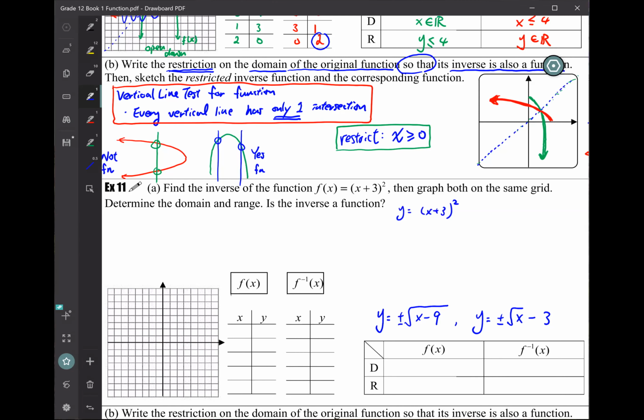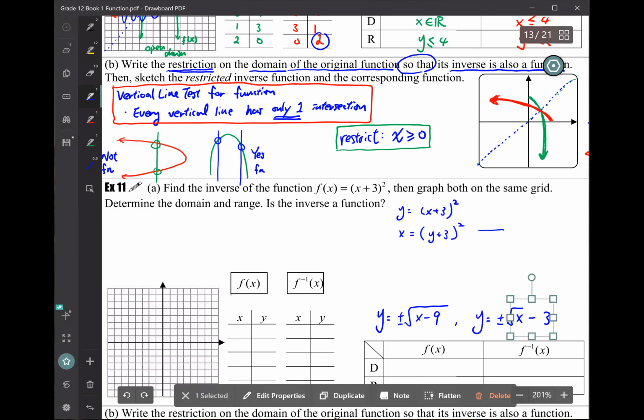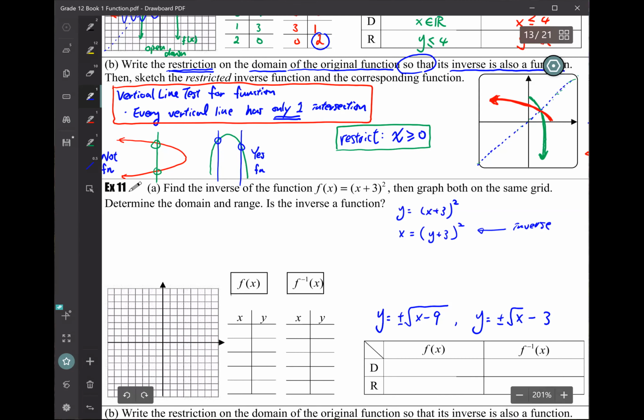So what will it look like? X equals bracket y plus 3 squared. Yeah, very good. The moment that you swap the x and y, this is already called inverse. Have you learned this before, inverse? No. Okay, so the next step, because usually we like the function to be y equals something, we're going to isolate y. So what's the first step if I want to isolate y here?